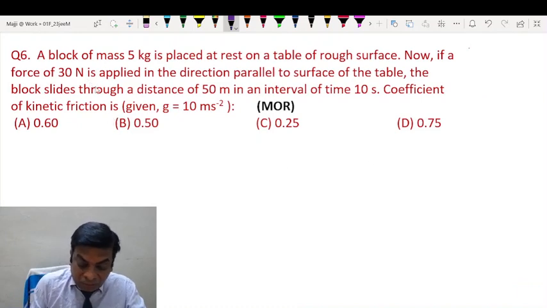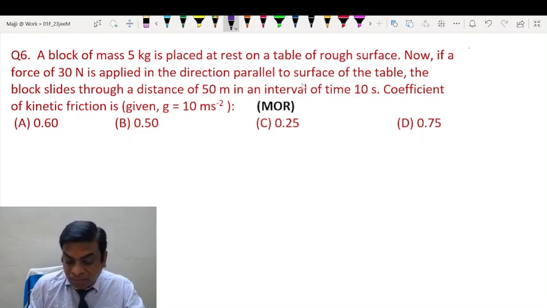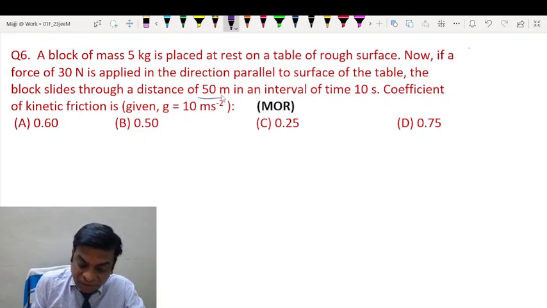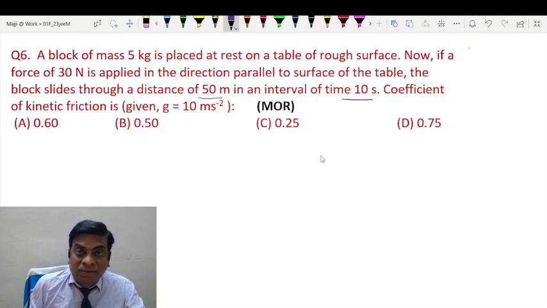Question 6: a block of mass 5 kg is placed at rest on a table of rough surface. Now if a force of 30 Newton is applied in the direction parallel to the surface of the table, the block slides a distance of 50 meters in 10 seconds. We have to find the coefficient of friction. Of course, there is no discrimination between static and kinetic, so both are one and the same, and simply you can take it as mu.